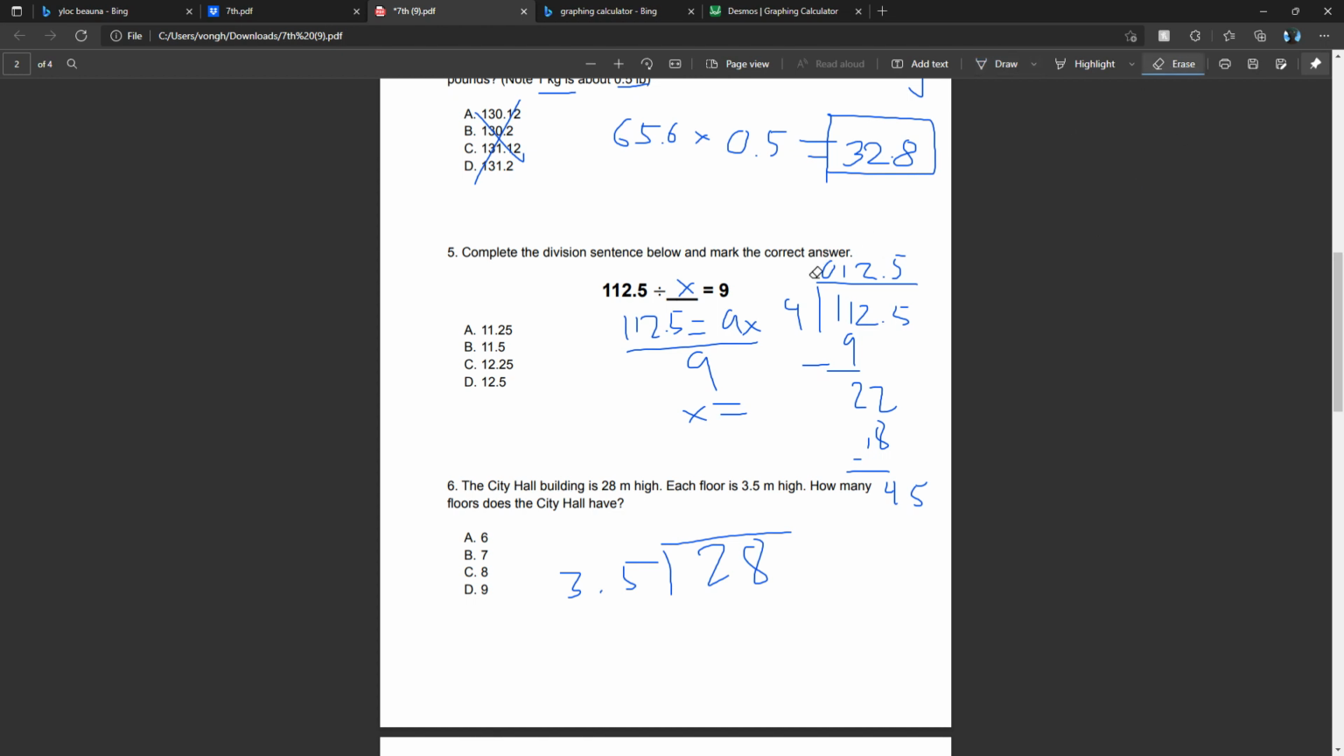So the answer to this problem is 12.5 because 9 goes into 11 once. Subtract it, you get 2. Then drop down the 2, you get 22. 9 goes into 22 twice, so you get 18 there. Subtract it, then you get 45. 9 goes into 45 5 times, and then you just put the decimal back up there. So yeah, the answer is D for this problem.